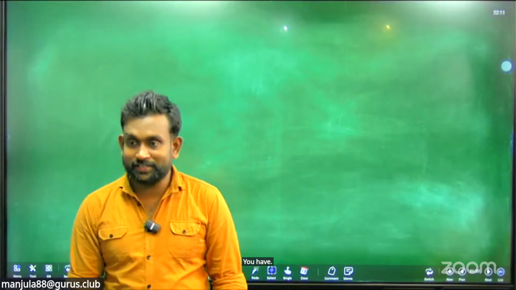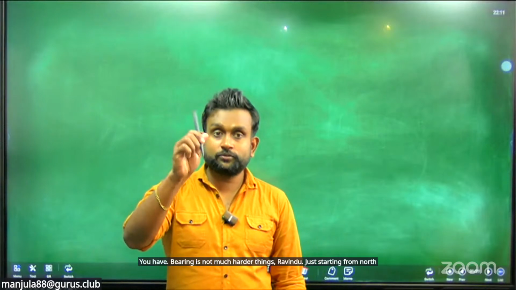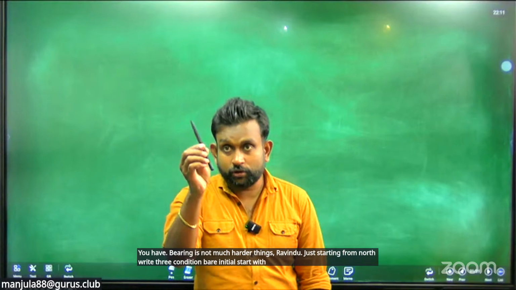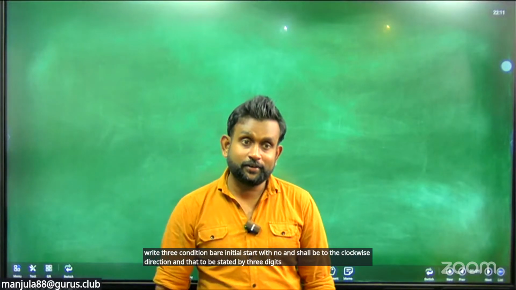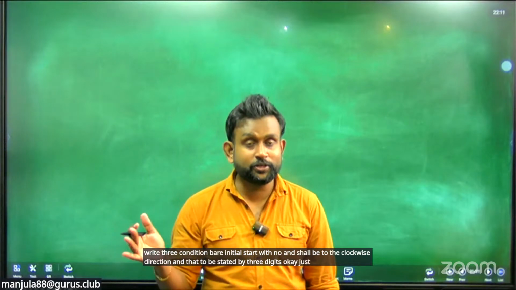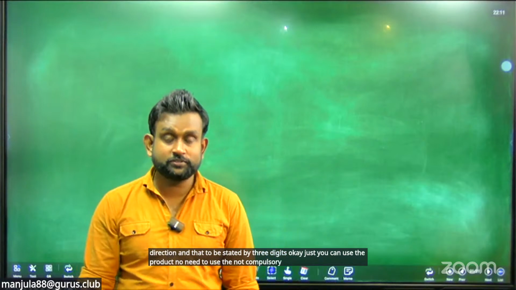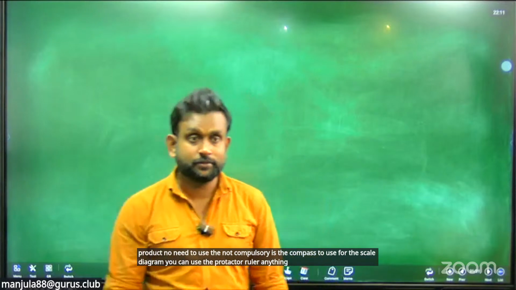Bearing is not a much harder thing, Ravindu. Just starting from north, right? Three conditions. Bearing shall start with north and shall be in the clockwise direction, and that is to be stated by three digits. Okay, just you can use the protractor. It is not compulsory to use the compass for the scale diagram. You can use the protractor, ruler, anything to measure the angles.